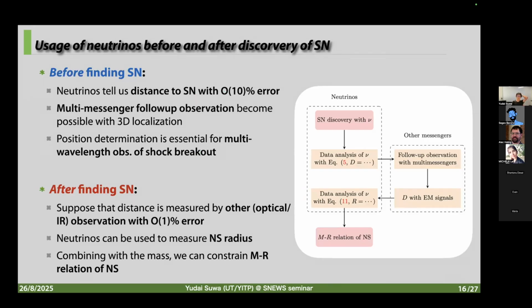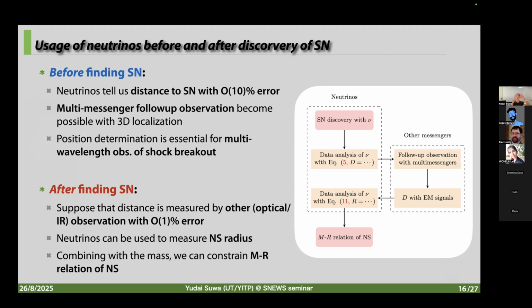And actually, this information can be used in two steps. So before finding the supernova, neutrinos can tell us the distance to the supernova with 10% statistical error. And then multi-messenger follow-up observation becomes possible with three-dimensional localization. And position determination is very important because multi-wavelength observation with some electromagnetic telescopes has a very small field of view. So in order to observe the supernova before it takes place, the precise position determination is pretty essential.